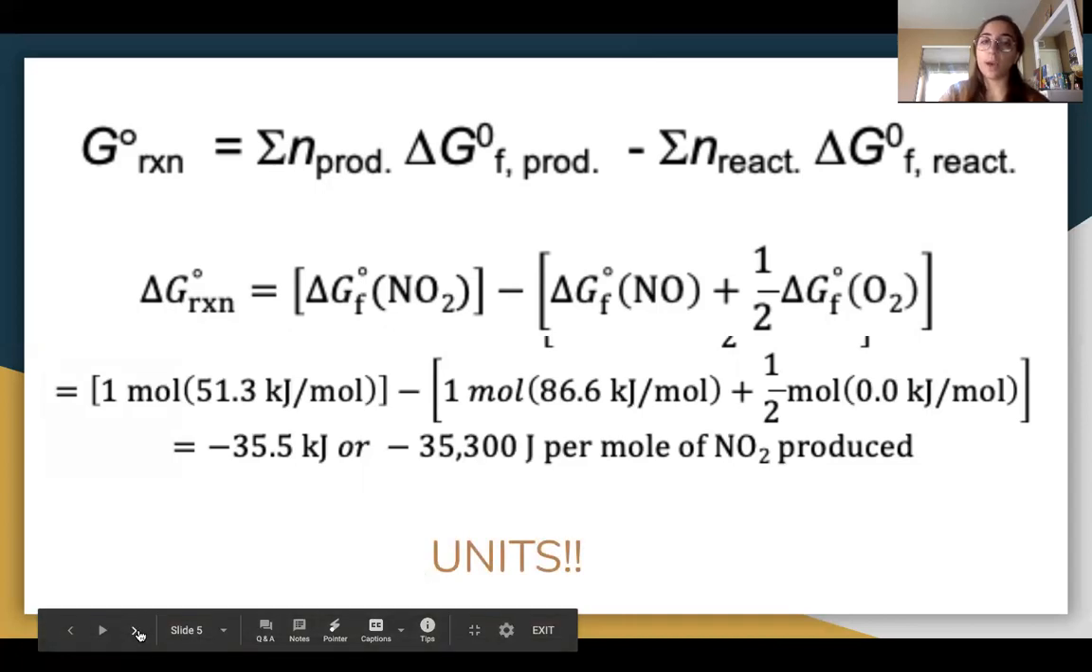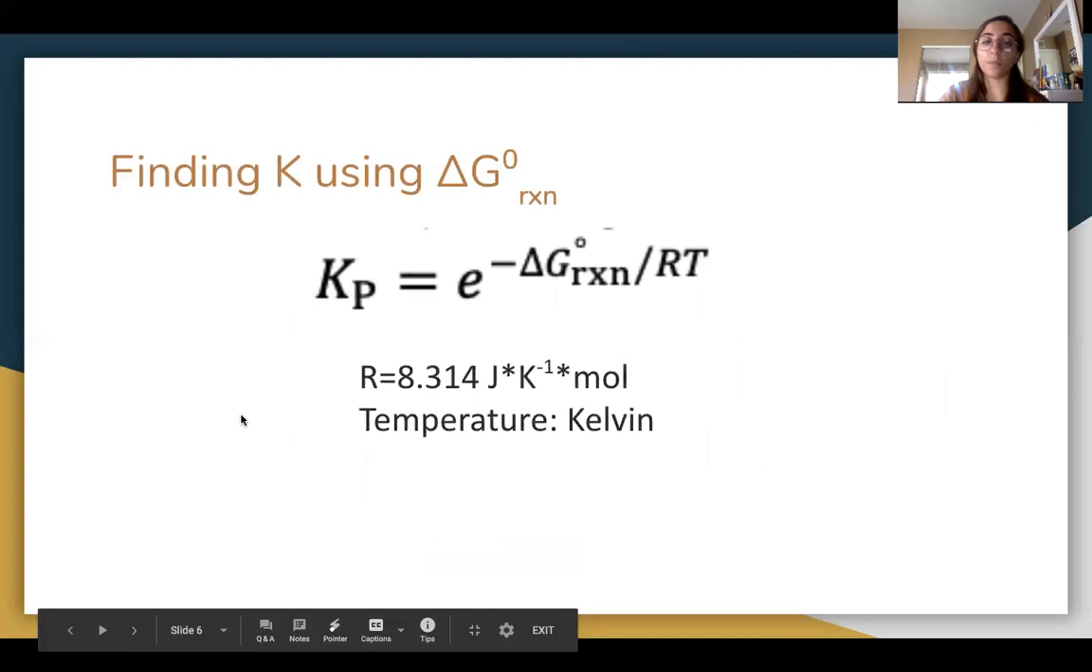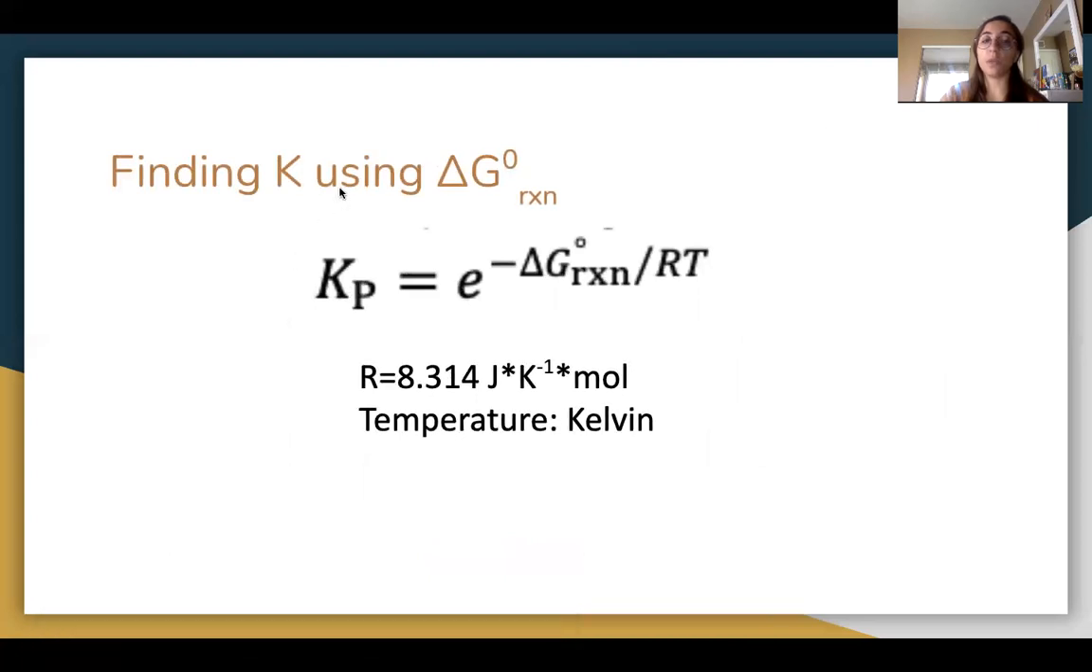So now that we have delta G, we can try to determine the value of K. Again, we said the equilibrium constant of the reaction is given by this equation. Since we already determined the value of delta G of the reaction, all we need to do is plug in the value of R and T.